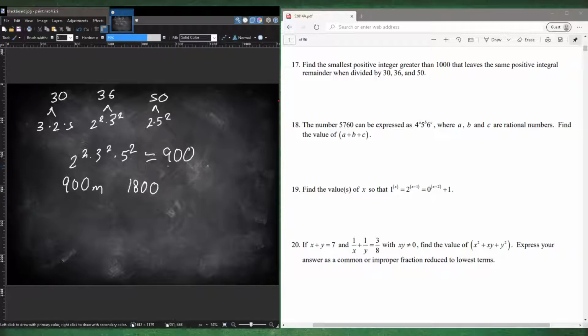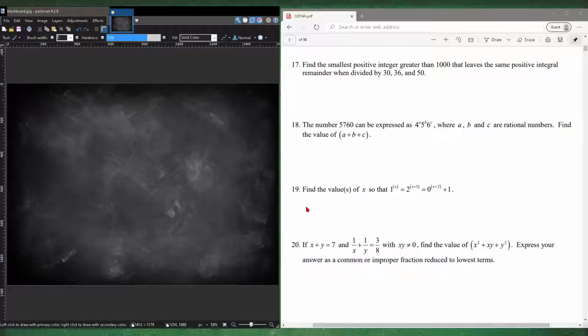And then for it to leave a positive integral remainder, because if you divide 1,800 by 30, 36, or 50, it's going to be an integer. So for it to have a remainder, and for it to be the smallest, you could just add the smallest, so that's add a 1. So that's your answer, 1801. That's just the way you could think about it. Just think about LCM, think about the multiples, and then just add 1 to it to get the smallest.